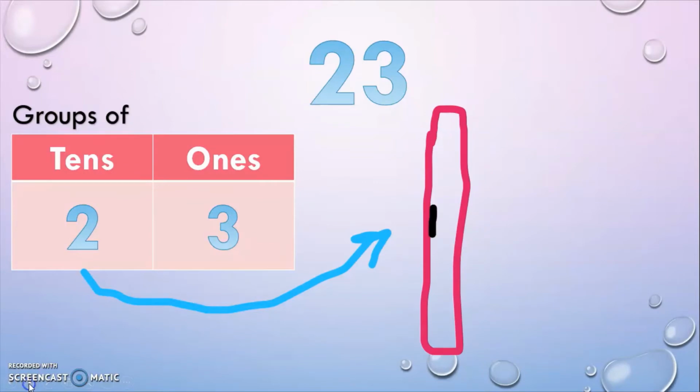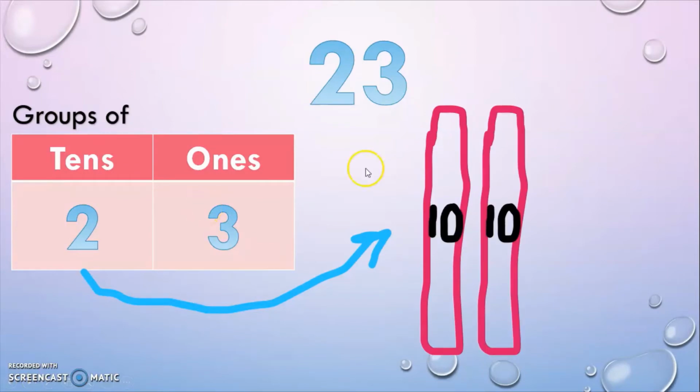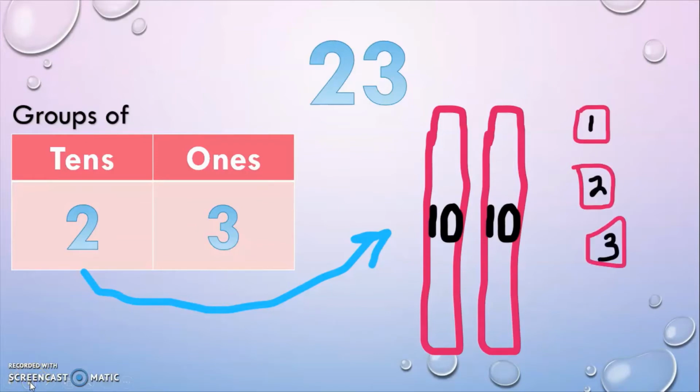Here I have 2 tens, and then 3 ones. Notice here I didn't draw each and every little one for my 10. I just represent it as a long stack of 10.